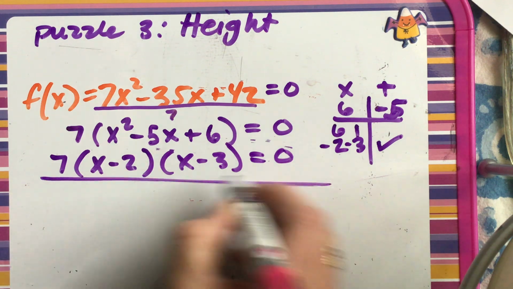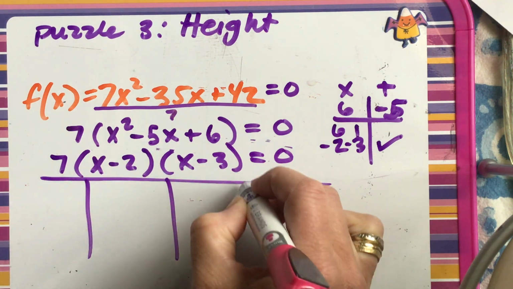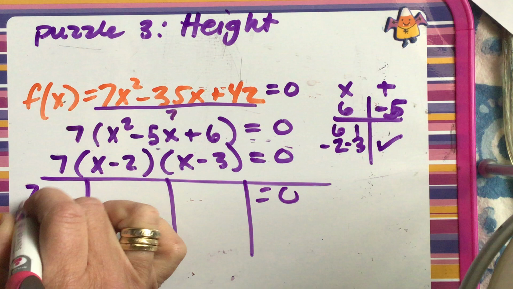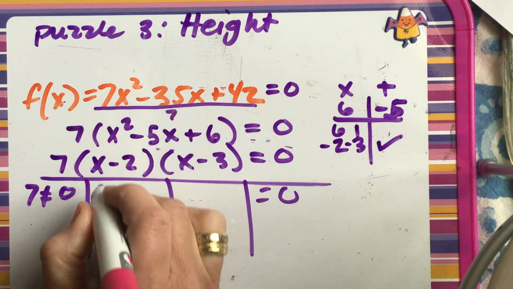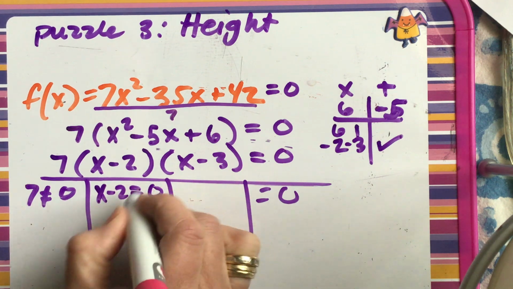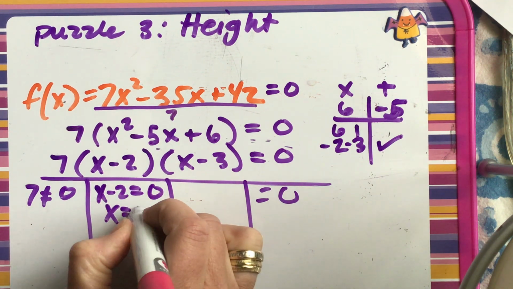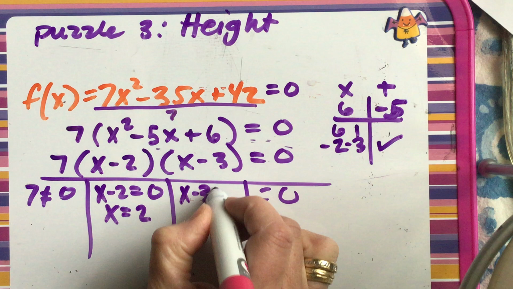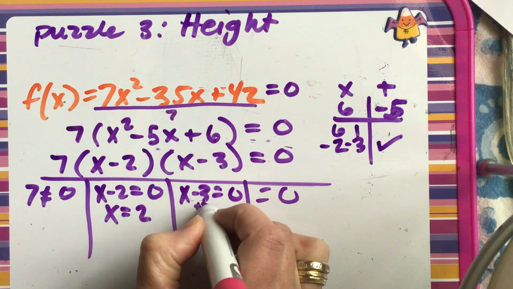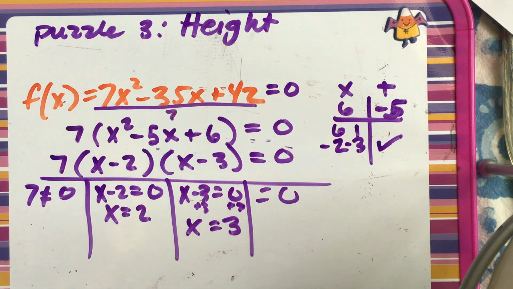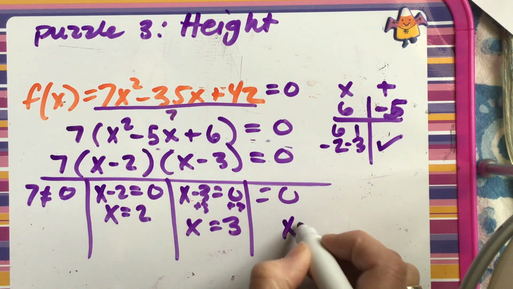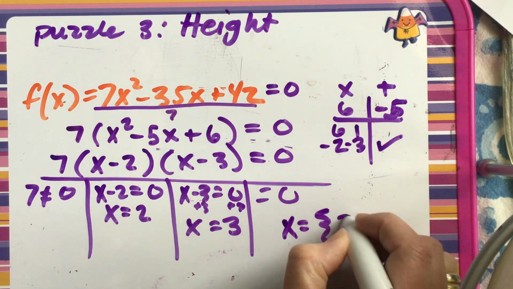Now I'm going to set all of these equal to 0. Okay, 7 does not equal 0, so we can kind of forget about that. X minus 2 equals 0. Well, that's just the opposite, so x is 2. If I have x minus 3 equals 0, again, I'm going to add my 3 if you need to see that. So x is positive 3. Okay, so I have my solution set. So x equals 2, 3.